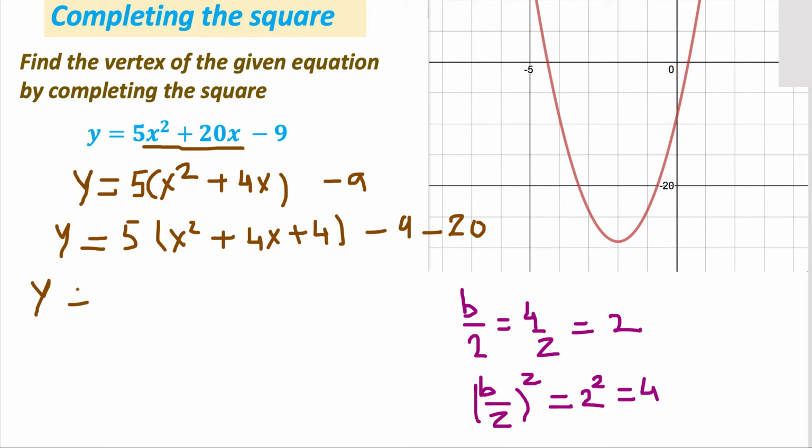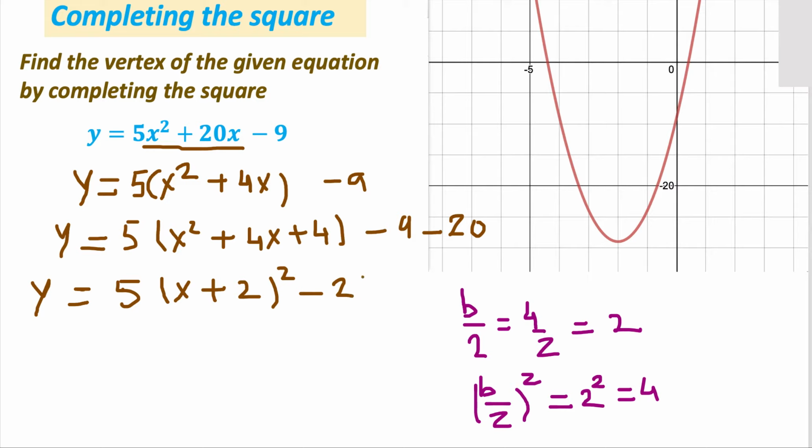Y is equal 5. And what do I have? Here inside x squared plus 4x plus 4. But here I'm going to take x plus b, because here is a plus. But what is b? B is b over 2. And what is b over 2 is a 2. So I'm taking this 2 here. And this is a square. And here minus 9 minus 20 is minus 29.